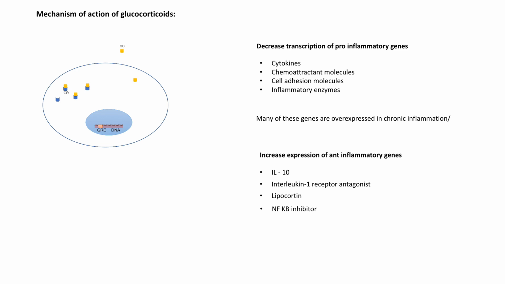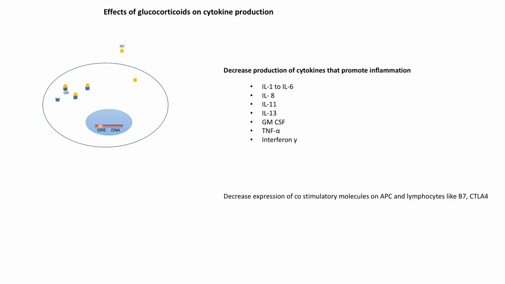However, prolonged use of glucocorticoids is associated with significant side effects. Glucocorticoids also decrease production of cytokines that promote inflammation, like IL-1, IL-2, IL-6, TNF-alpha, and interferon gamma. And many of these cytokines also contribute to adaptive immune response. In addition, glucocorticoids also decrease expression of co-stimulatory molecules on antigen-presenting cells and lymphocytes like B7 and CTLA4, and this also affects adaptive immune response.